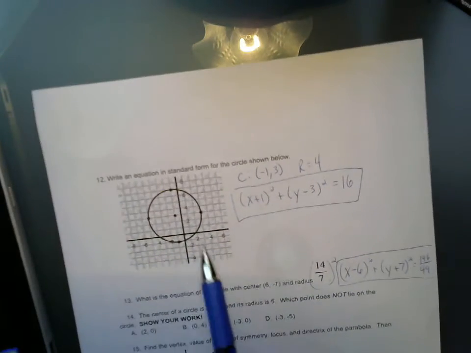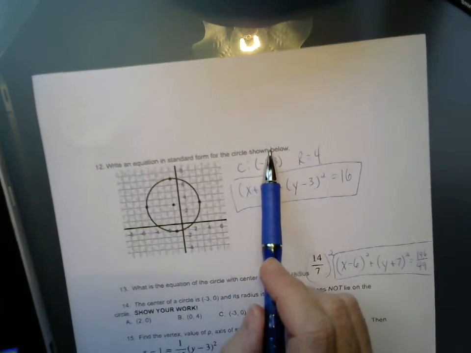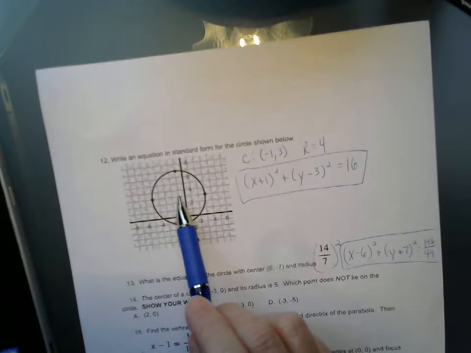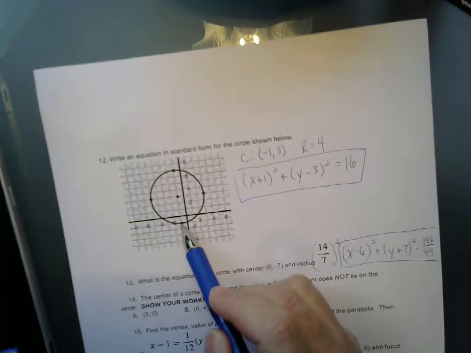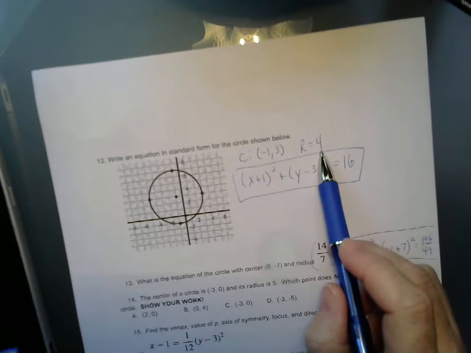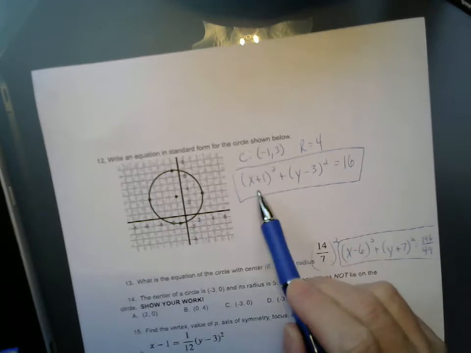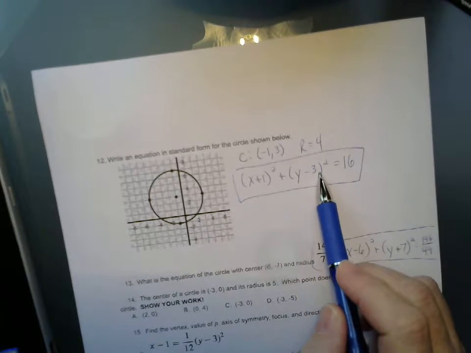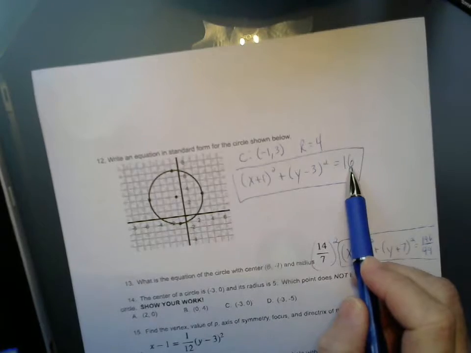And number 12 said to write an equation in standard form for the circle shown below. So right here, the center is at (−1, 3). So there's my center. My radius is 1, 2, 3, 4 in any direction. So there's my radius. And then I just write my equation from that. (x + 1)², (y − 3)², and then 4 squared is 16.